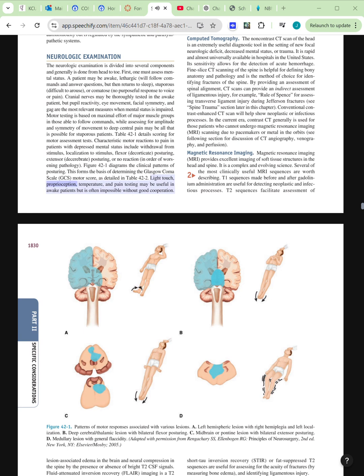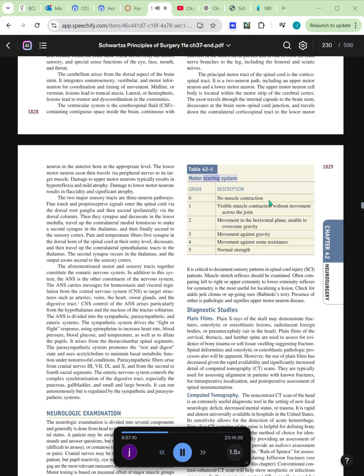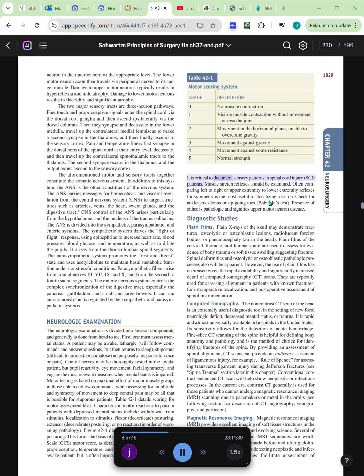Light touch, proprioception, temperature, and pain testing may be useful in awake patients, but is often impossible without good cooperation. Table 42-1. Motor scoring system. It is critical to document sensory patterns in spinal cord injury patients.